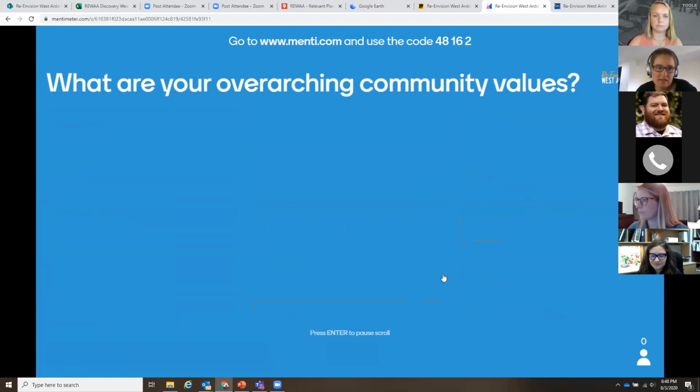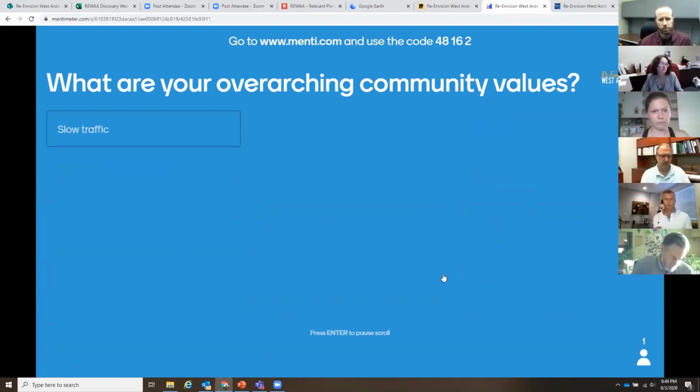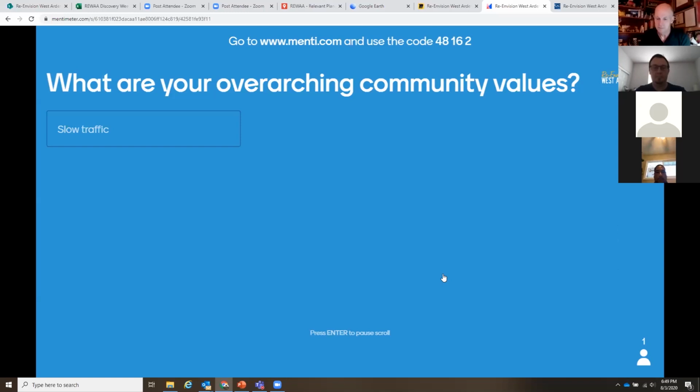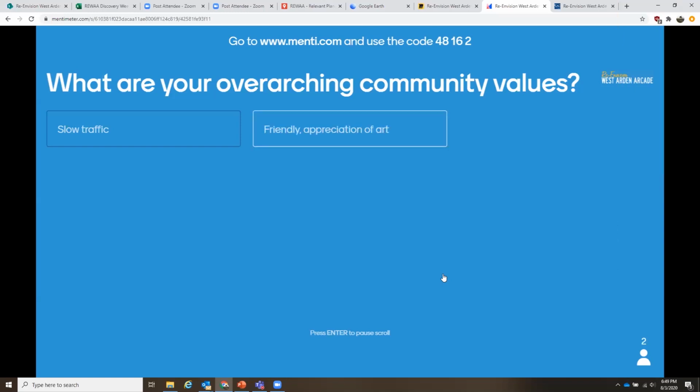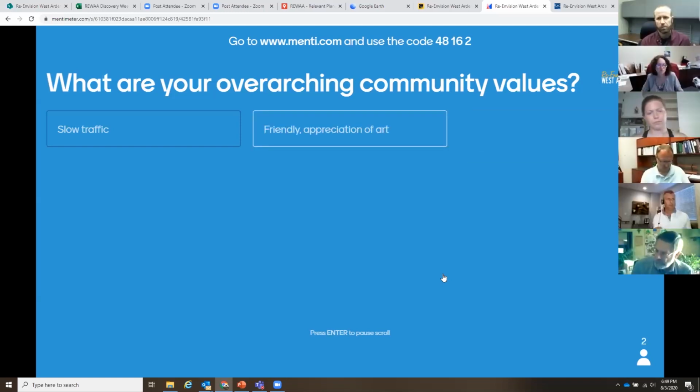So if you're still at Mentimeter or menti.com, type in the code 48162 if you haven't already. And we're asking what are your overarching community values. Just report back maybe one or two ideas that you shared with your group. And we'd love to see what folks are seeing. We heard a lot in my group about the importance of safety, which traffic is a part of. Friendly and an appreciation of art.